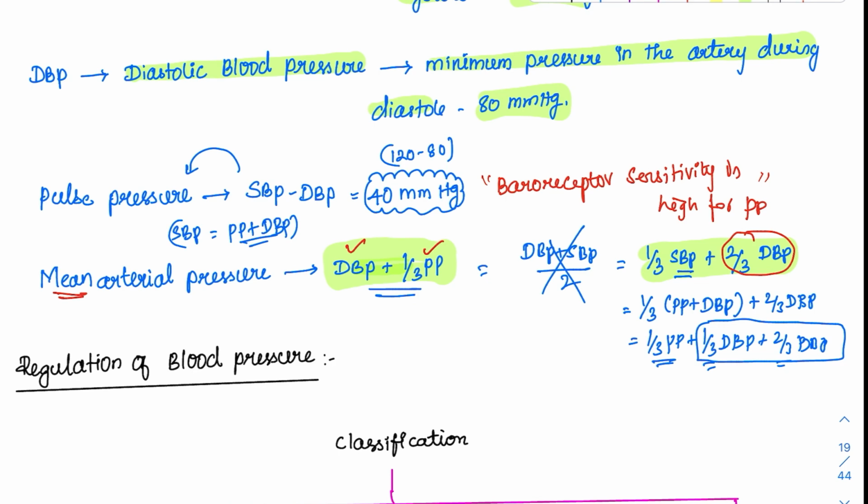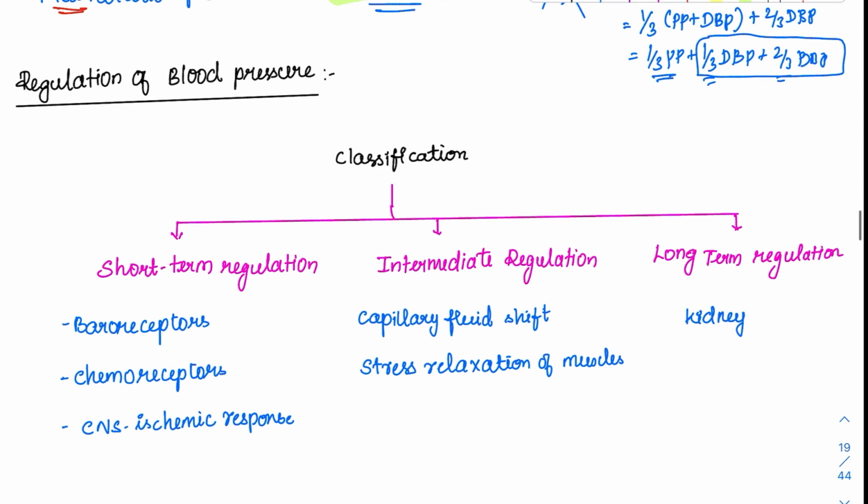Now coming to the proper regulation of blood pressure. The regulation of blood pressure can happen at various levels and it depends upon how fast or how long the regulation is happening. And the classification goes like short-term regulation of blood pressure, intermediate regulation of blood pressure, and long-term regulation of blood pressure.